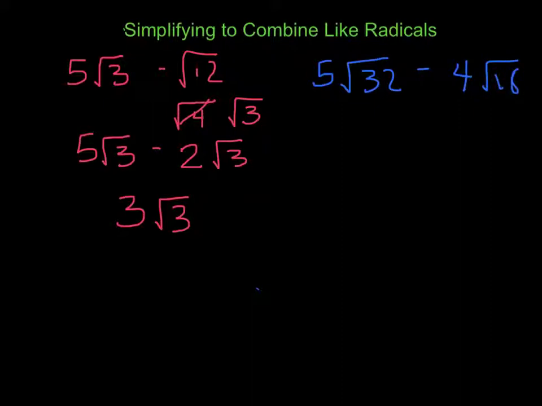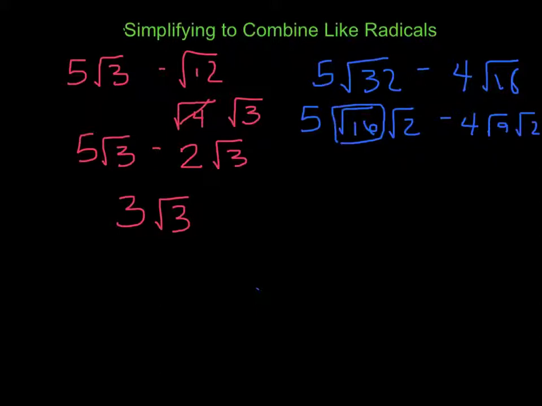Some of them might take a little bit more work, such as 5 radical 32 minus 4 radical 18. Well, really what you want to look for is those perfect squares within these. The square root of 32 can be written as the square root of 16 times the square root of 2. And radical 18 can be written as the square root of 9 times the square root of 2. And maybe you can see where I'm going with this.